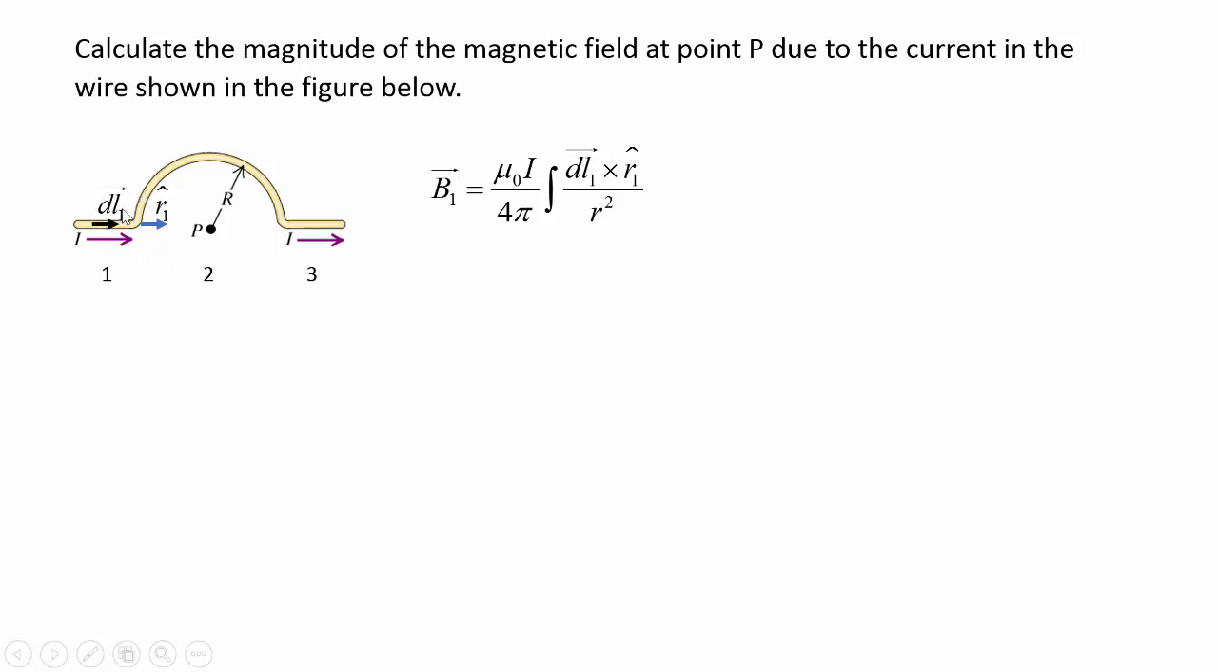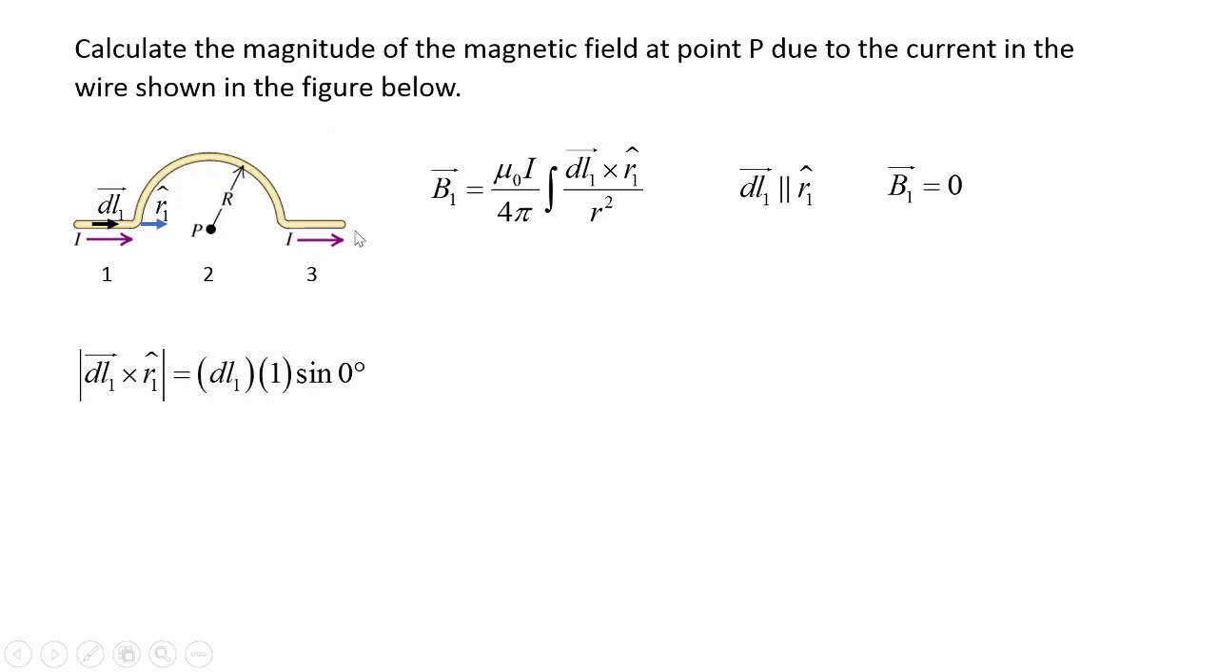As you can see, the two vectors are parallel to each other, and we need to evaluate the cross product between them. Well, the magnitude of the cross product between the two vectors will be equal to the magnitude of the first vector, which is dl1, multiplied by the magnitude of the second vector, which is the unit vector r1, which is 1, multiplied by the sine of the angle between them. And the angle between them is 0 degrees because they are parallel to each other, which means that the cross product between these two vectors is 0. If the cross product is 0, it means the magnetic field created by that segment will also be 0.